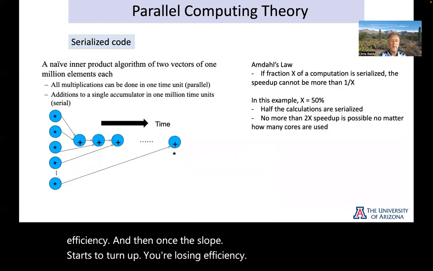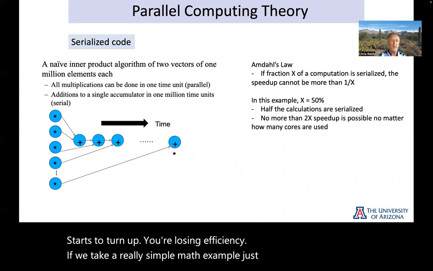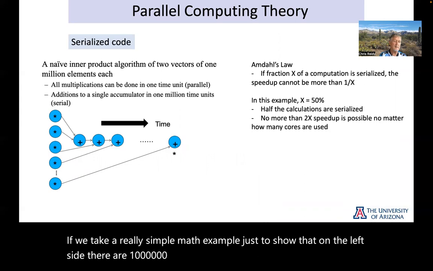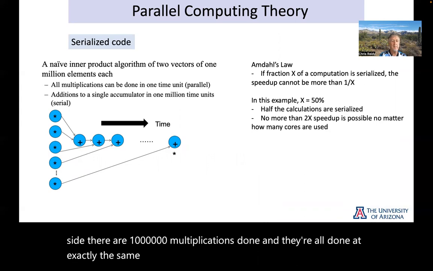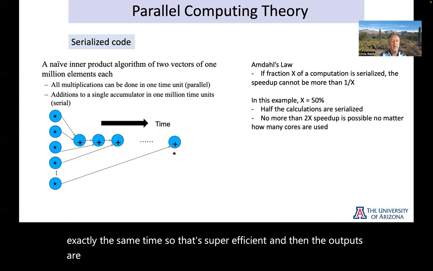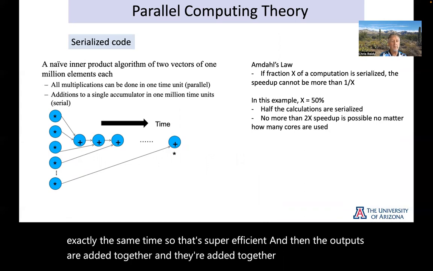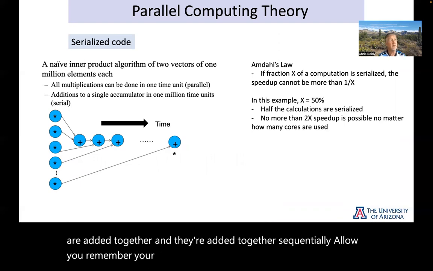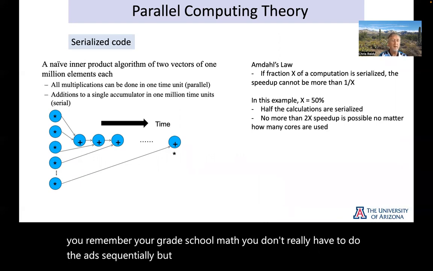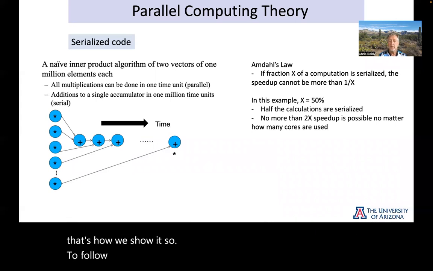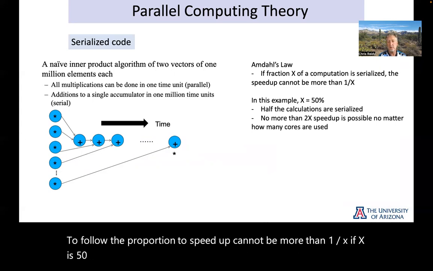If we take a really simple math example, just to show that, on the left side, there are a million multiplications done, and they're all done at exactly the same time, so that's super efficient. And then the outputs are added together, and they're added together sequentially, although if you remember your grade school math, you don't really have to do the adds sequentially, but in this example, that's how we show it. So to follow the proportion, the speedup cannot be more than 1 over x. If x is 50%, that's 1 over a half. So 2x is the greatest that you can get for speedup. You can't go any more than twice.